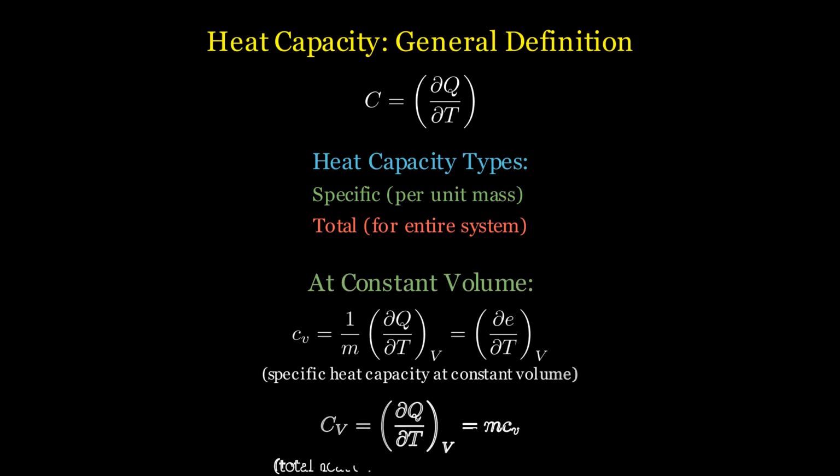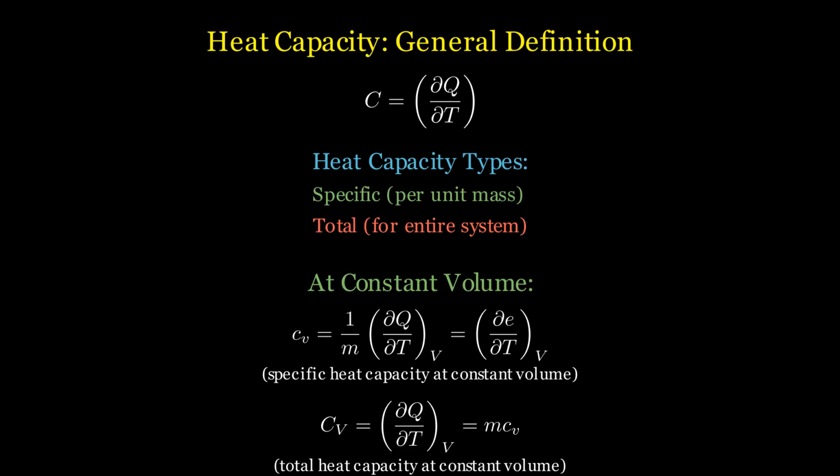Let's first consider a process at constant volume, where the container is rigid and the gas cannot expand. In this case, no work can be done because volume doesn't change. All the heat goes directly into increasing internal energy. We define specific heat at constant volume as Cv equals (ΔQ/ΔT) at constant V, which equals (ΔE/ΔT) at constant V, and total heat capacity at constant volume as CV equals (ΔQ/ΔT) at constant V, which equals m·Cv. Similarly, for constant pressure, we have specific heat capacity Cp and total heat capacity CP.